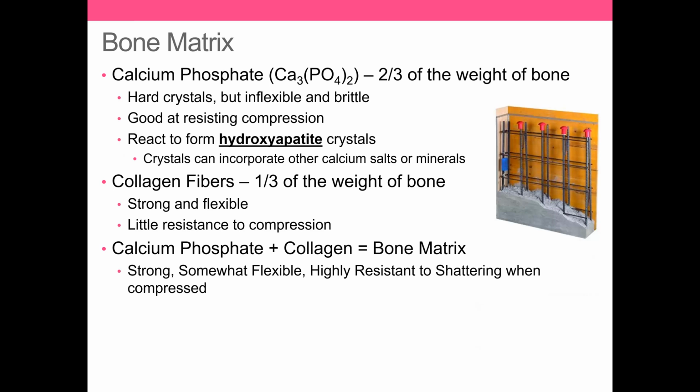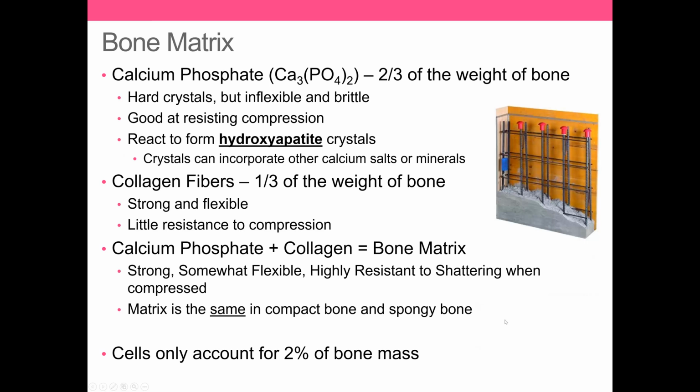So remember that bone matrix is 2/3 calcium phosphate, 1/3 collagen, and the collagen and the calcium phosphate together make up the bone matrix. And the matrix is going to be the same whether it's compact bone or spongy bone. And we're going to look at the difference of these two types of bones in a later section.